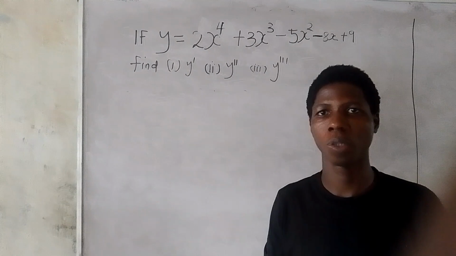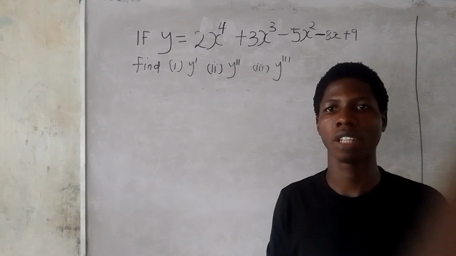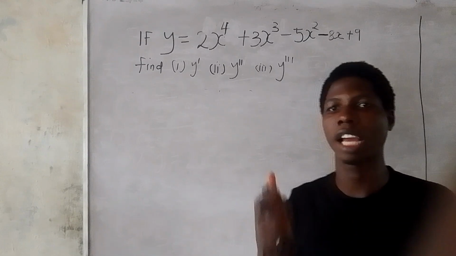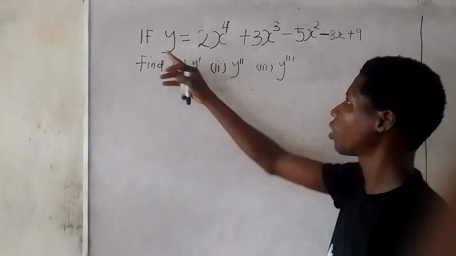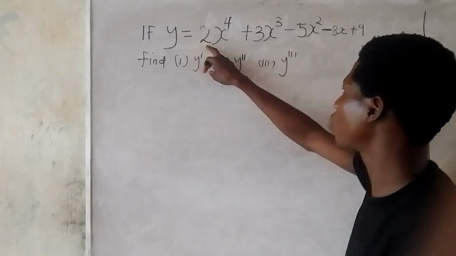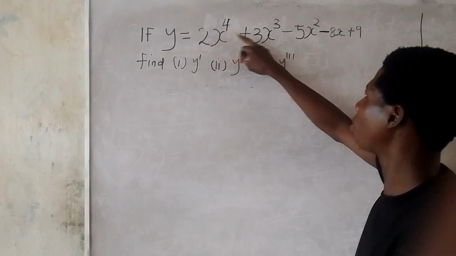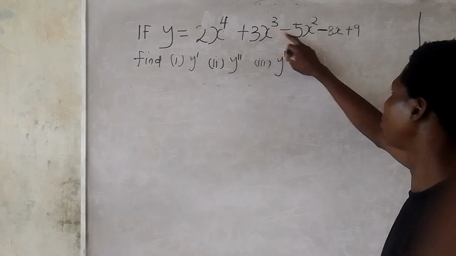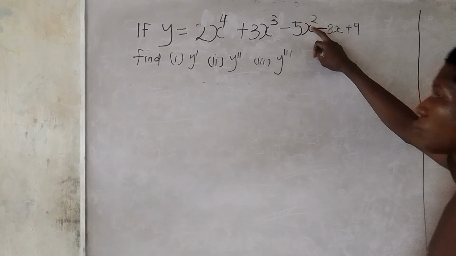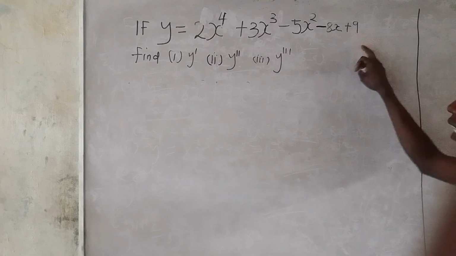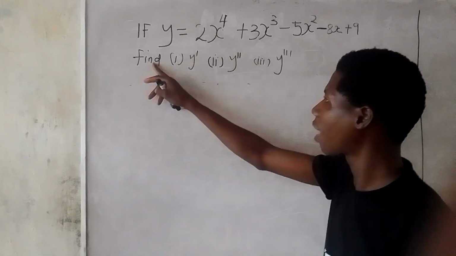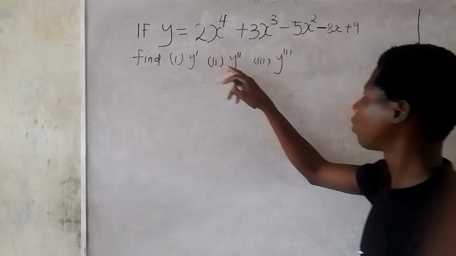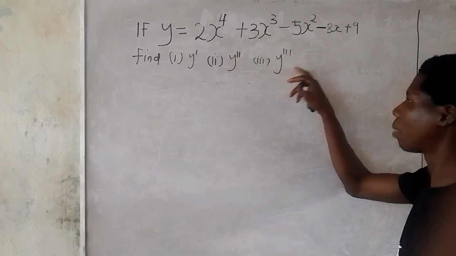Today we are going to deal with the first, second and third derivative of a function. Let's dive into the question. The question says if y is equal to 2x raised to the power of 4 plus 3x raised to the power of 3 minus 5x raised to the power of 2 minus 8x plus 9. Find y prime, y prime prime, and y prime prime prime.